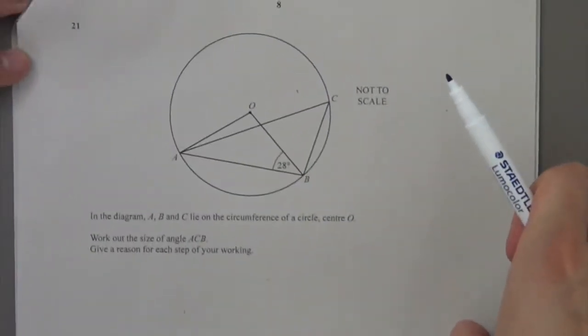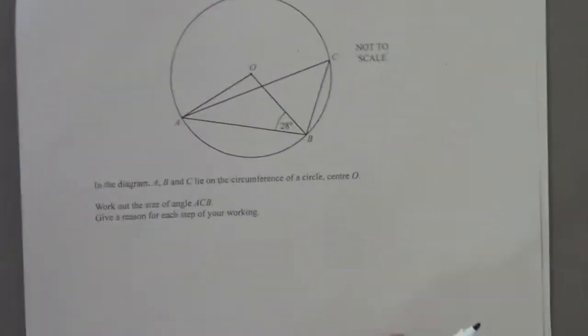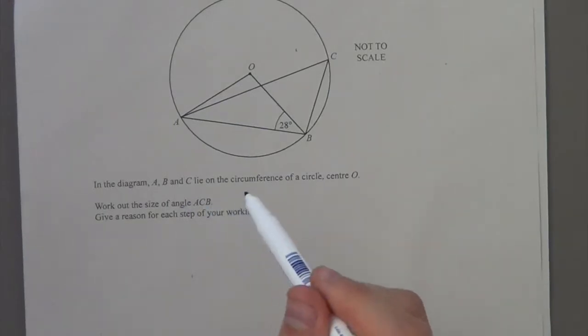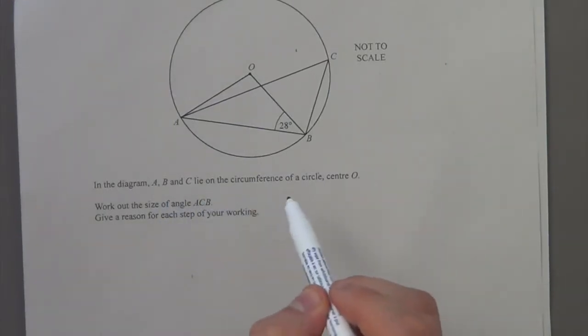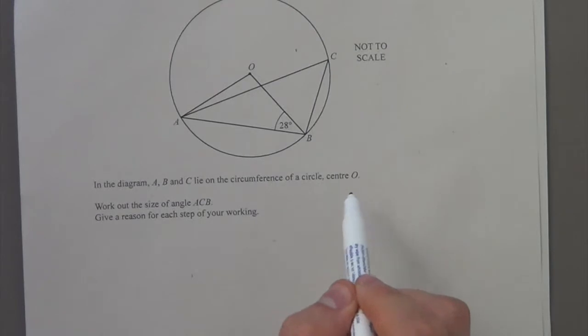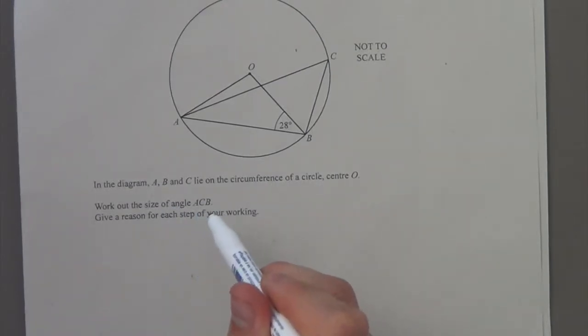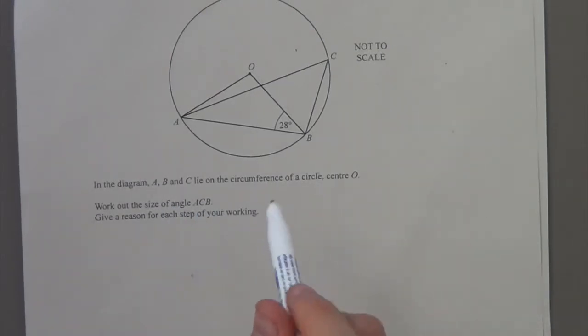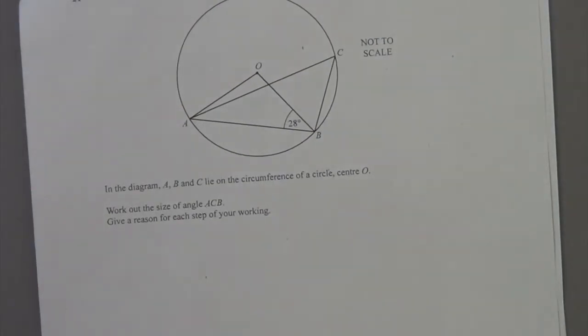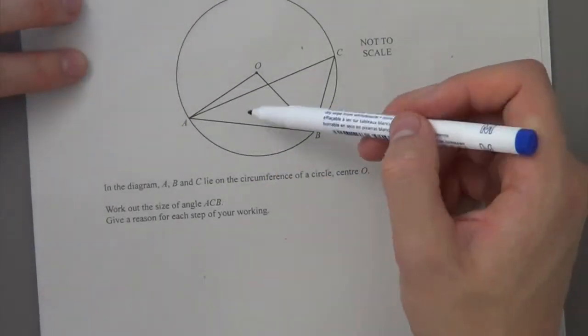Right, next question. In the diagram A, B, and C lie on the circumference of a circle, center O. Work out the size of angle ACB. Give a reason for each step of your working. Okay, so there's several rules you need to know in this question.